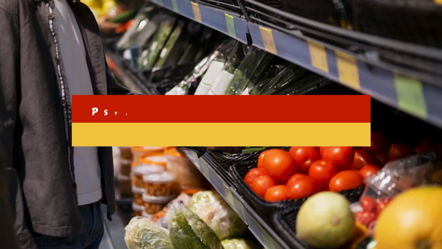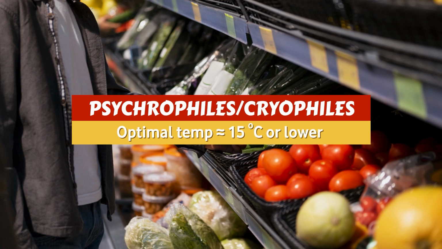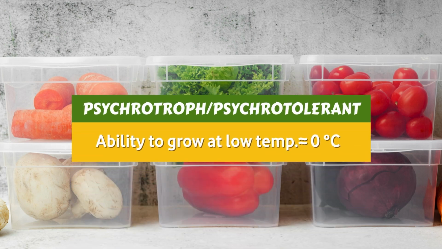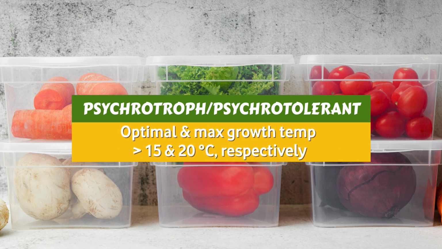Psychrophiles, and today we are talking in terms of low temperature, so psychrophiles and psychrotrophs both are very important. Psychrophiles are particularly also known as cryophiles. They have an optimum temperature of around 15 degrees centigrade or even lower. On the maximum side they can tolerate up to 20, and on the lower side they can go down to 0 degrees centigrade. However, psychrotrophs are more facultative, meaning they have the ability to grow at as low as 0, but their optimal maximum growth temperature goes a little higher, which is 15 or above up to 20.